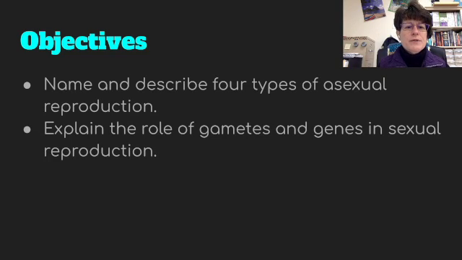So our objectives today were to name and describe 4 types of asexual reproduction and explain the role of gametes and genes in sexual reproduction.